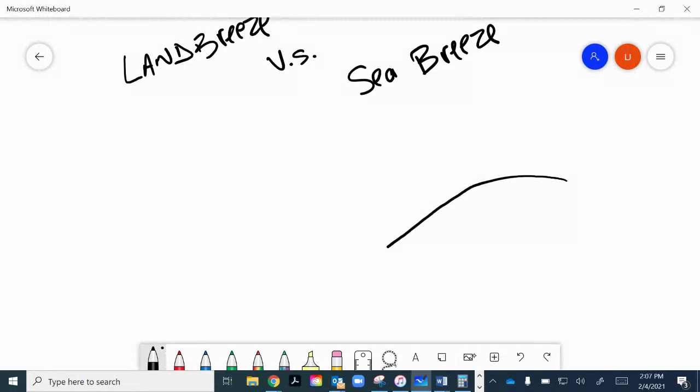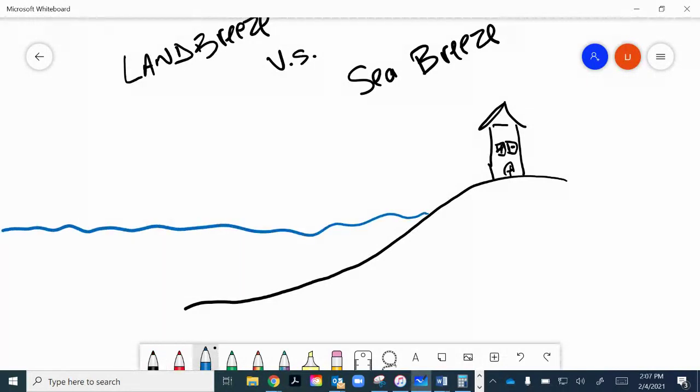So a land, here's a house on the land. A little window in the house. And we've also got a sea, which means we're going to talk about ocean coming in here. A land breeze versus a sea breeze. So we're talking about ocean out here. Now, here's the thing. When we talk about a land breeze versus a sea breeze, there are two scenarios. There's one that has to deal with daytime and one that has to deal with nighttime.